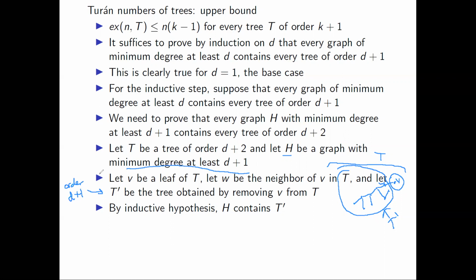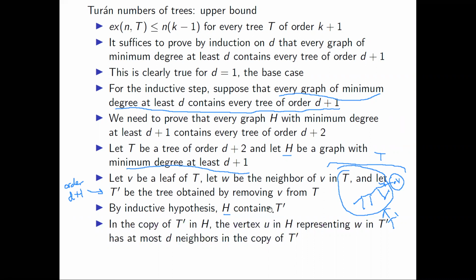Now, what was our inductive hypothesis? Our inductive hypothesis was that every graph of minimum degree at least D contains every tree of order D plus 1. H right here is a graph with minimum degree at least D plus 1. So not only does it have minimum degree at least D, but it has even more than that. So using our inductive hypothesis, we can say that H must contain every tree of order D plus 1, which includes T prime. So we got H contains T prime.